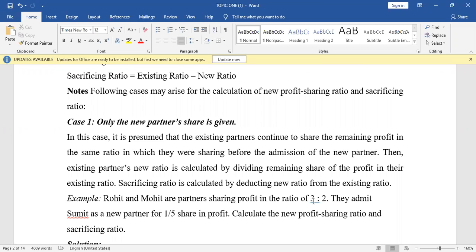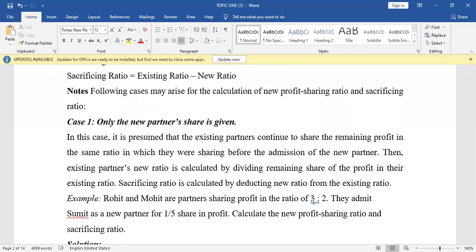Are we together there? Yes. Are you getting the new ratio for R and M to be 12/25 and 8/25?